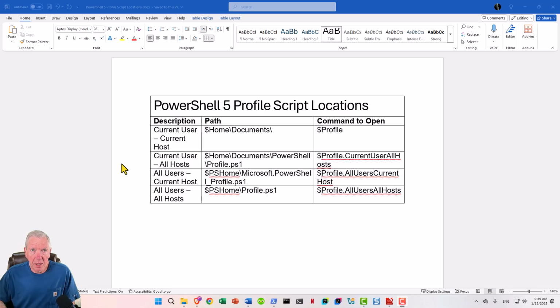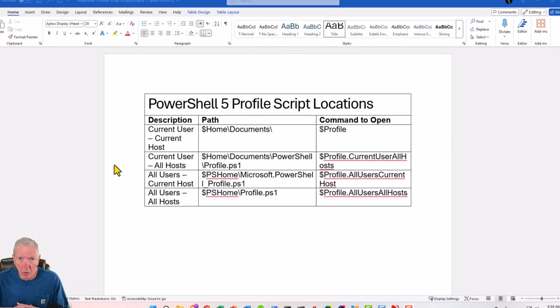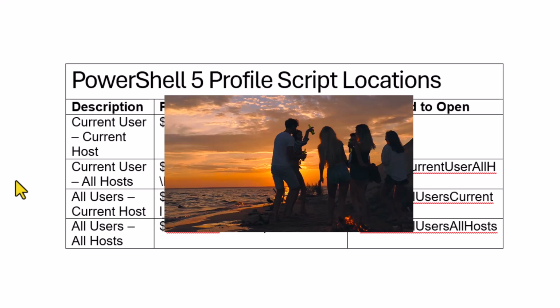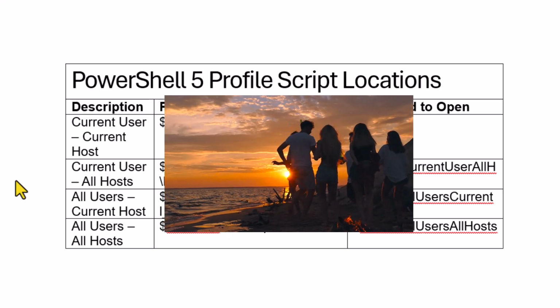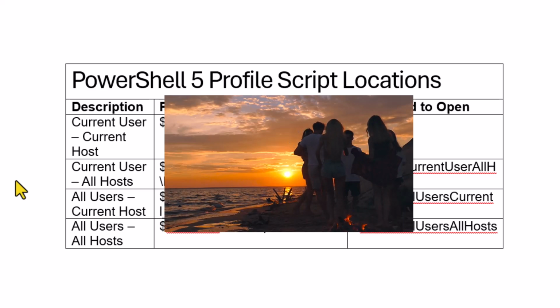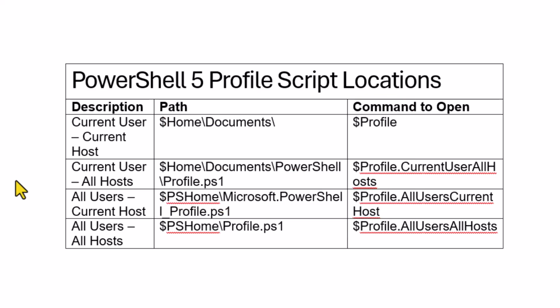Now I created a table in Word so that you can see what these are. This is specific to 5. PowerShell 7 is different. There's a difference there, and I know you're wondering where did PowerShell 6 go, and I think it's on the beach with TCP/IP version 5, and they've just decided they're not going to come back. I don't know what to tell you. So we're dealing with PowerShell 5, PowerShell 7. We are currently talking about PowerShell 5 profile script locations.